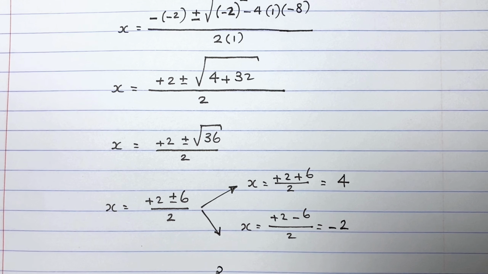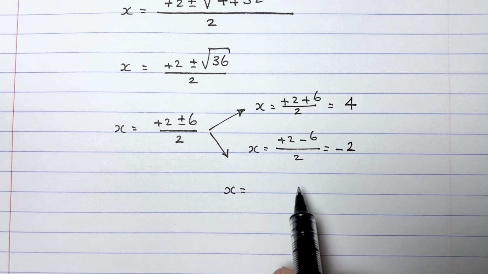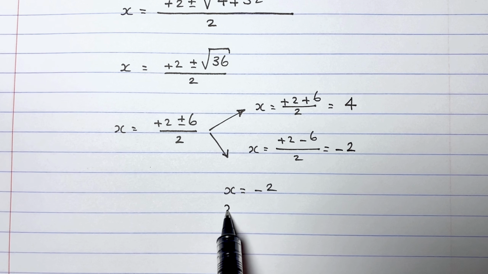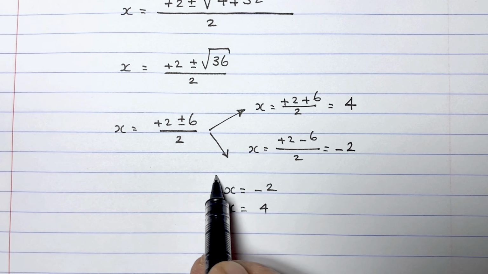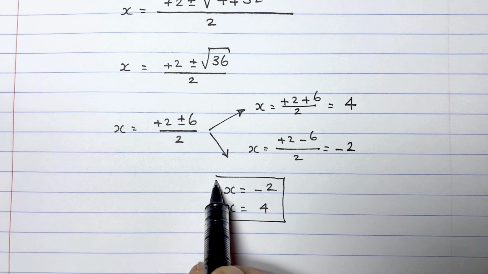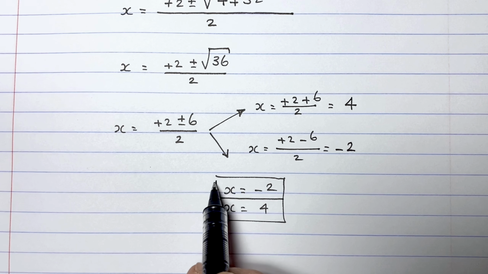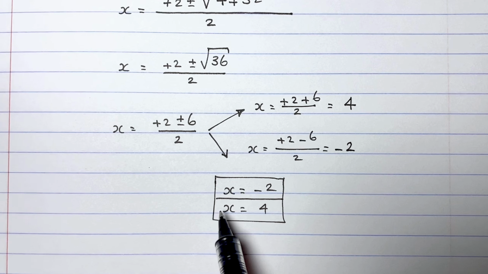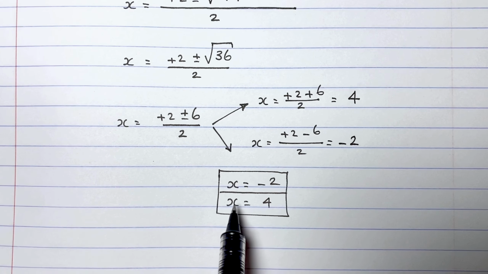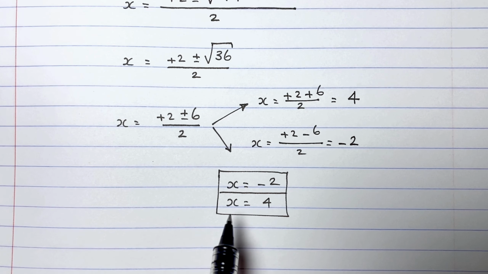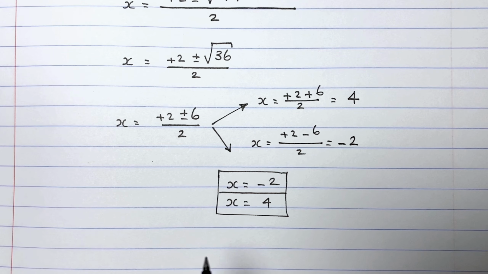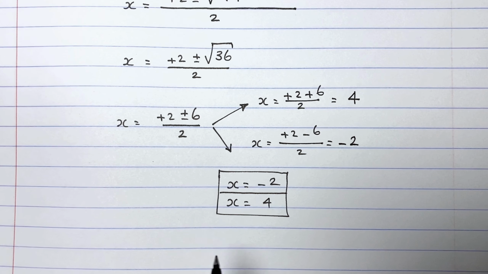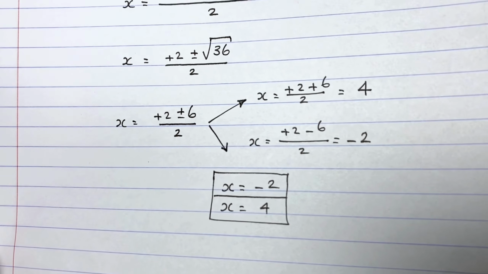So let me just put again these two solutions together. x equals minus 2 and x equals 4. Again, the same two solutions that we found by factorization, by completing the square, and now by formula. Next, I'm going to the final method, which is by drawing a graph of the equation or that function.